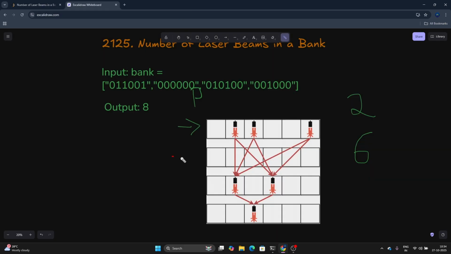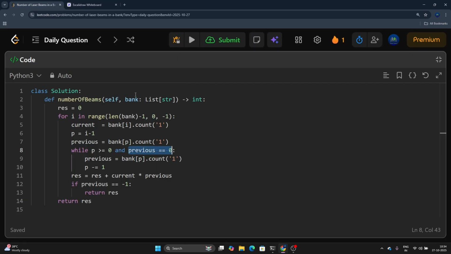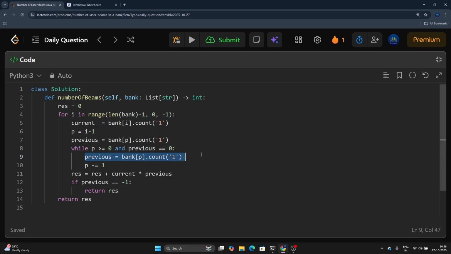Now there can be a condition that the previous row doesn't contain any security device. In that case, we need to move our previous pointer above. For that, we can have a simple while loop: while our p, which is our previous index pointer, is still more than or equal to 0, because we don't want to process index number -1, and the value of previous is 0, that is, we do not have any security device in the previous row. We recalculate the number of devices in the previous row, and then p minus equal to 1. We move our p pointer to the previous index.